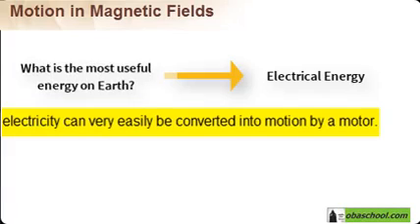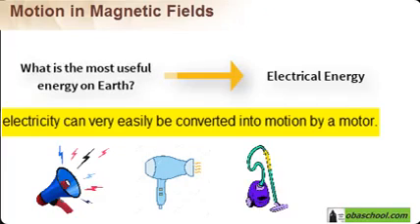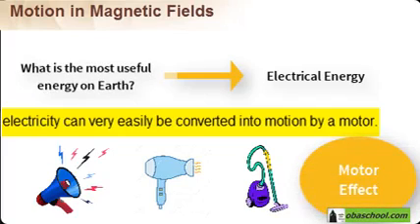For example, loudspeakers, hair dryers, and vacuum cleaners are a few everyday examples, appliances which turn electricity into movement using a motor. And they all use an effect known as the motor effect.